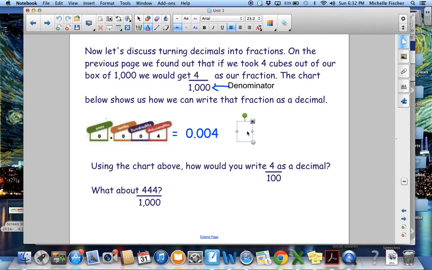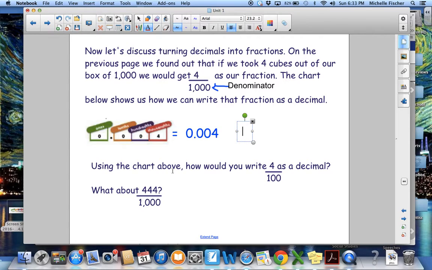So if we were to forget one of our zeros, and we were to write 0 and 0, that would be 4 in the hundredths place, and we need our 4 in the thousandths place, so we want to make sure that we include all of our zeros. So let's look down here below.